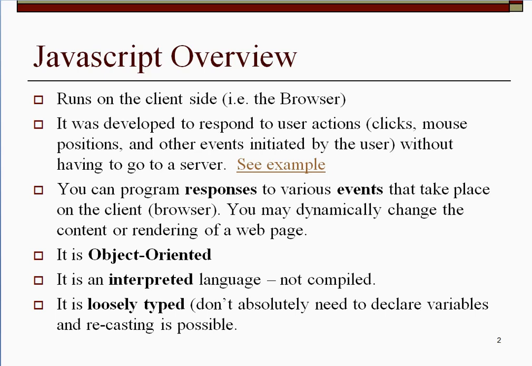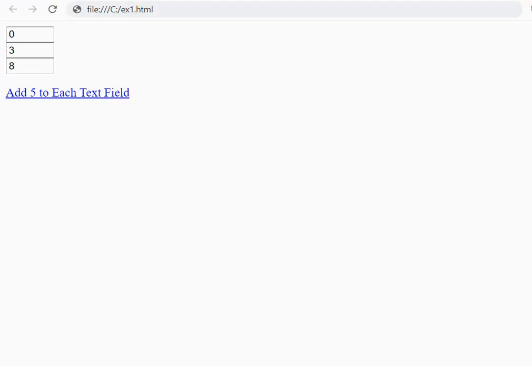For example, we have here a very simple page that shows 3 text field elements with some numbers in them. And the moment we click on this link, a number 5 will be added to each one of them. Every time we click, a number 5 is added to each one of them.